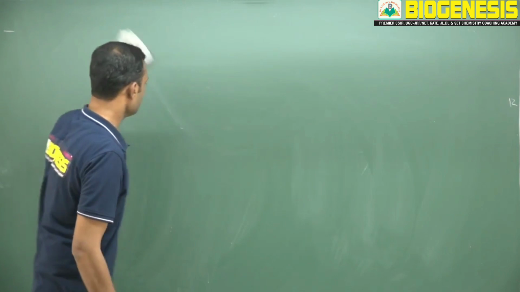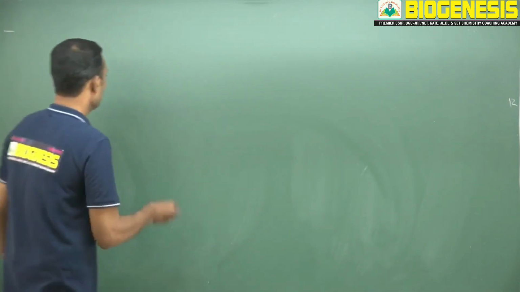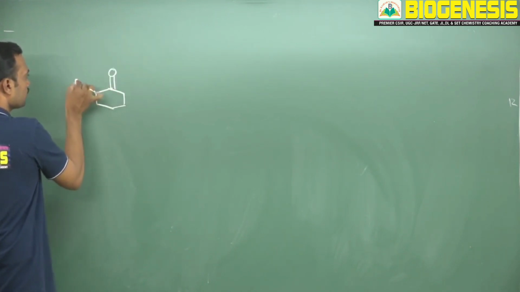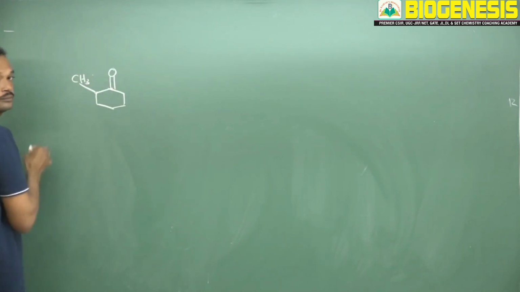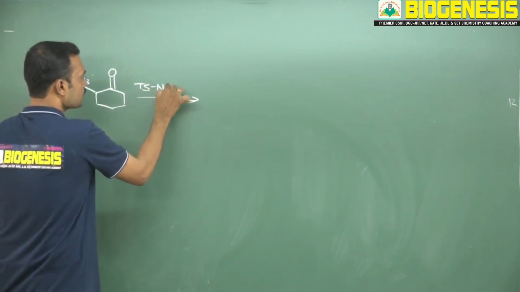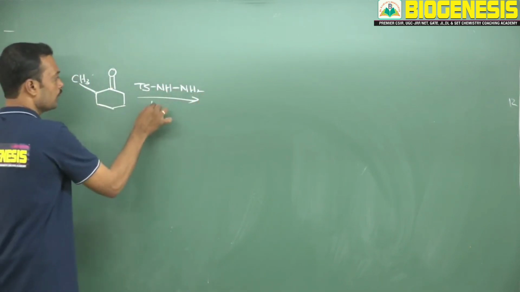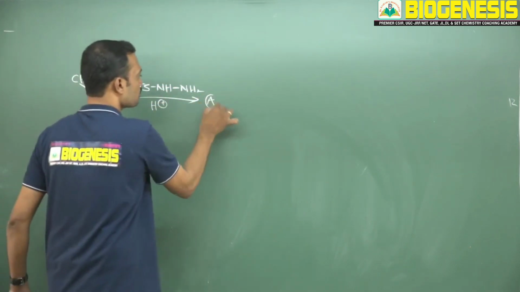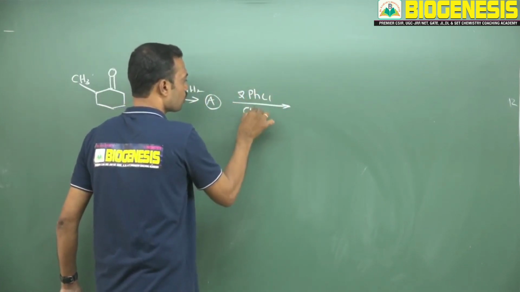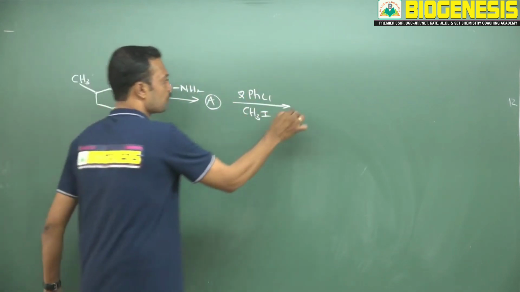Okay. Now see, one more example I will explain which carries a substitution. Here I am taking a carbonyl group, and there is a methyl group present. Now I am taking tosyl hydrazine. Before combining it is called hydrazine, and in presence of acid medium that is responsible to give A. Now 2 equivalents of phenyl lithium followed by methyl iodide. What is the answer? That is your answer B.